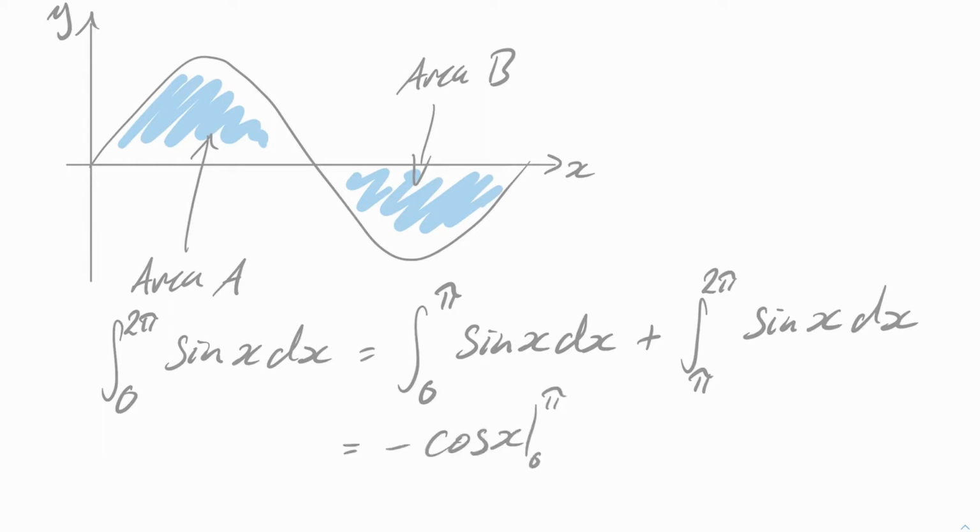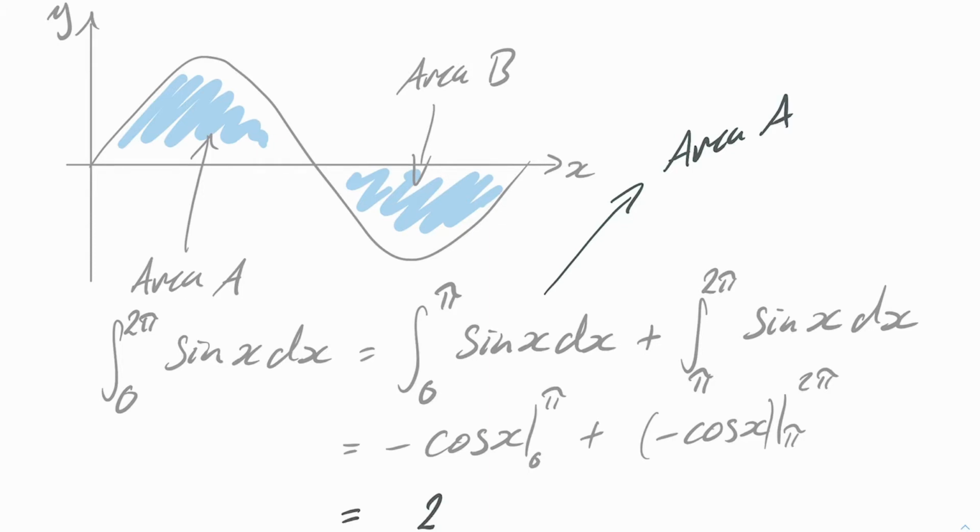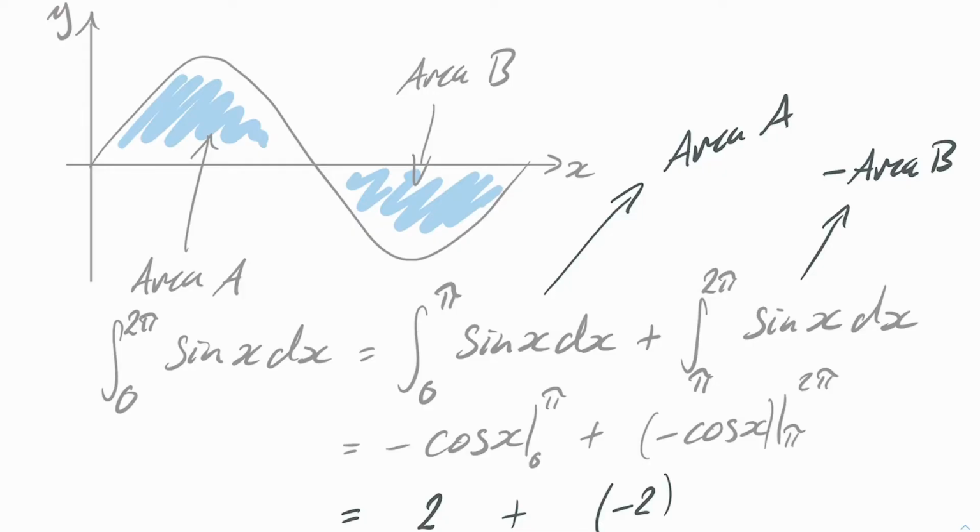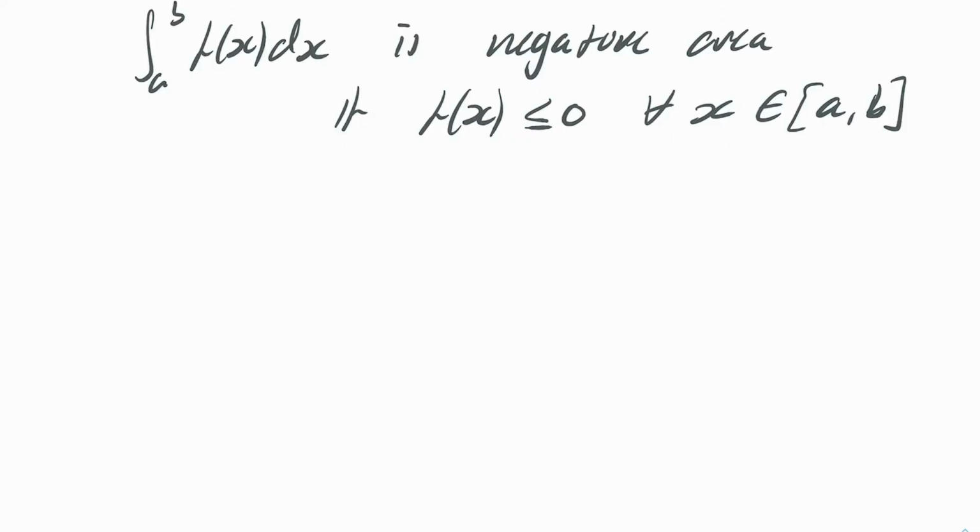This becomes, if I just notice what these integrals are, the first one is the area A, and that comes out to be equal to 2. Then we have plus minus 2 from the second integral, and this is the negative of the area B. So this second integral is minus area B. And so those two areas are cancelling out when we do the integration, which is why we end up with 0. So the integral of a function when it's negative is minus the area under the x-axis. So it's a negative area, or minus the actual enclosed area.